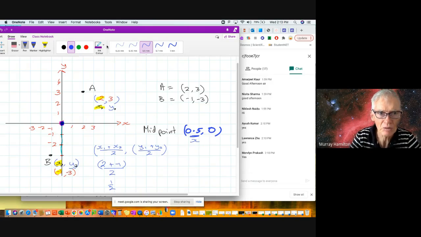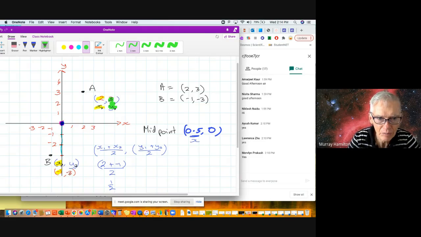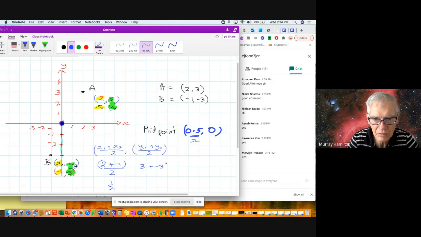Then we're going to do the y value. I'll change the highlighter color to green. So the y1 is 3, and the y2 is -3. So when I put them in the formula, I get y1, which is 3 plus -3, and then I have to halve them, and that's going to give me 0/2, which is 0. So we know our y value is correct. So it should make sense.